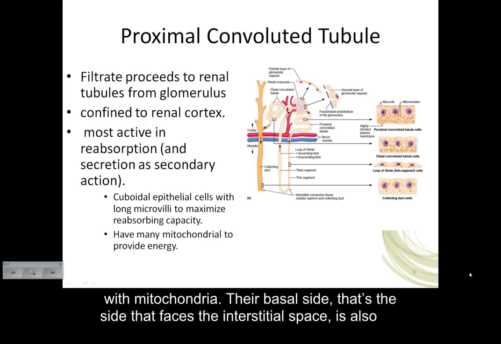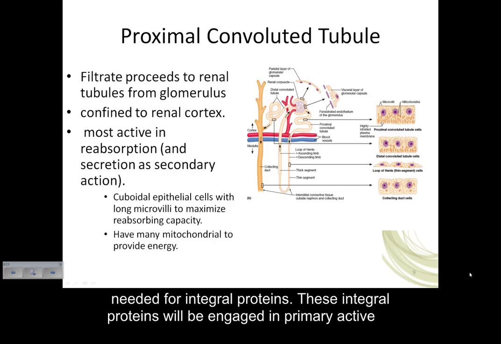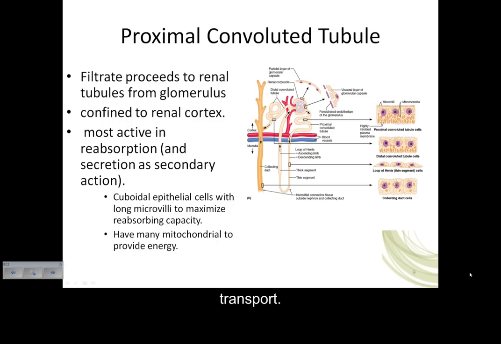Their basal side, that's the side that faces the interstitial space, is also highly invaginated. Why? To increase surface area. Again, the increased surface area is needed for integral proteins. These integral proteins will be engaged in primary active transport.